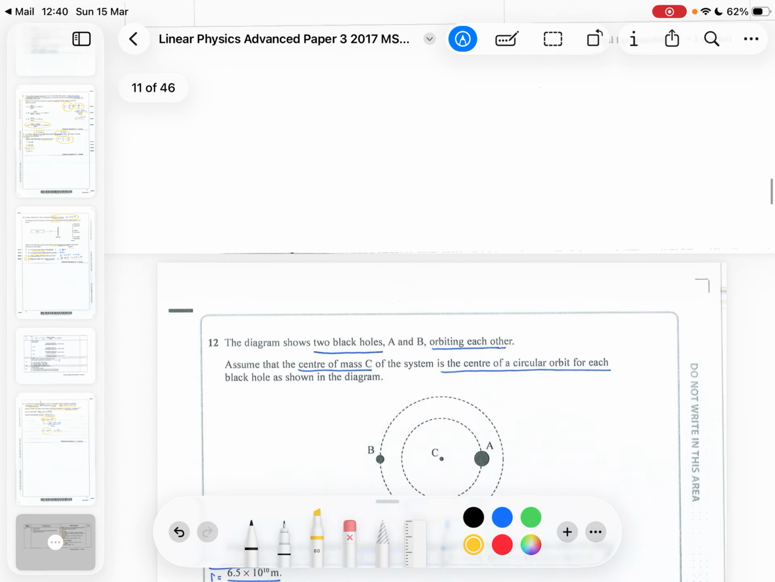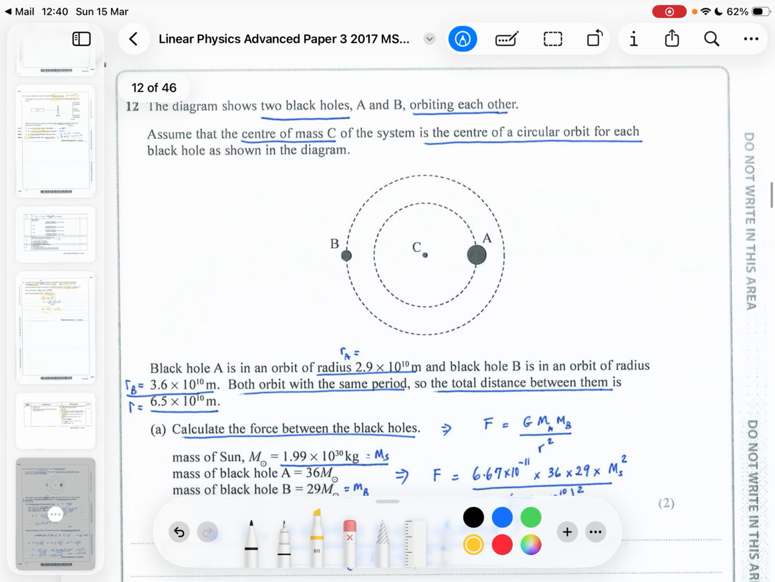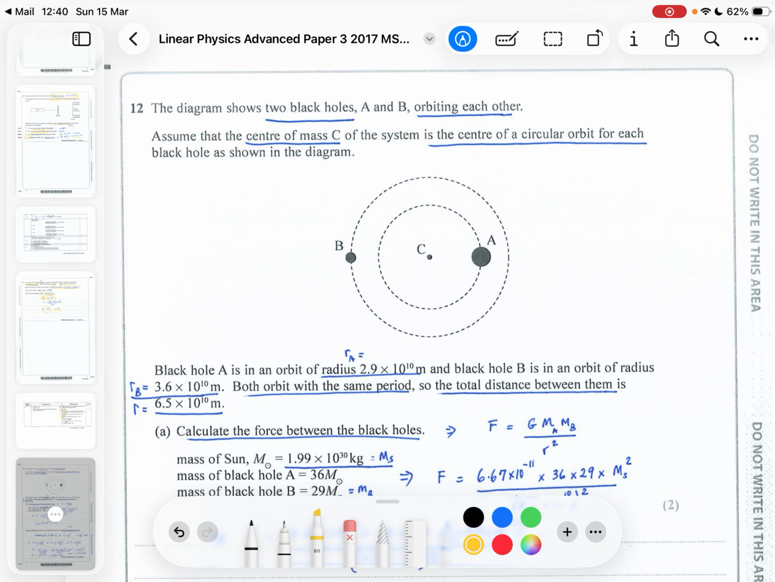Okay. The next question is about two black holes orbiting each other. Yeah, so they're kind of orbiting the center of their masses, which is in between them. That means A must be more massive than B because C is closer to it. So the center of the mass of the system is the center of the circular orbit for each of them as shown.